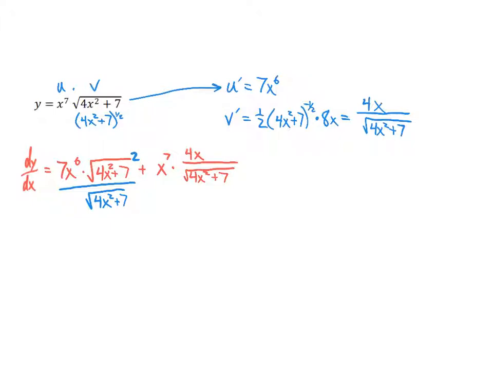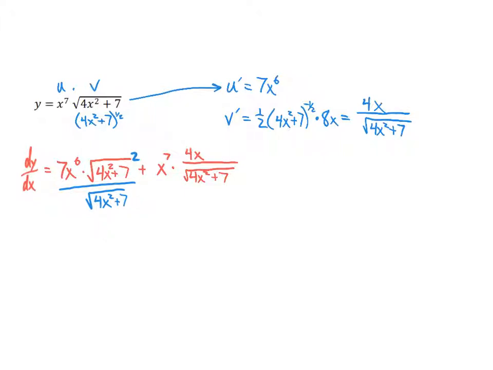Why only the radical? Why not 7x to the 6? Well, because I'm multiplying by radical 4x squared plus 7 over radical 4x squared plus 7. Okay? This is what we're doing. That's what we're multiplying that by. Okay? So that's going to square the radical on the top and put a radical in the denominator.